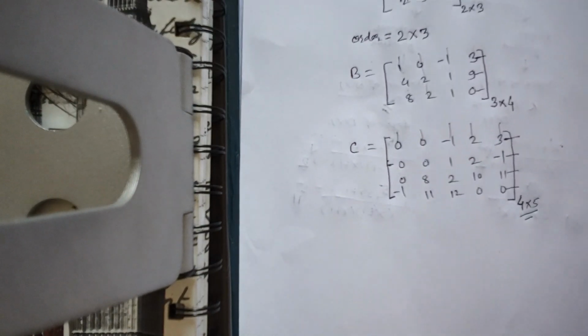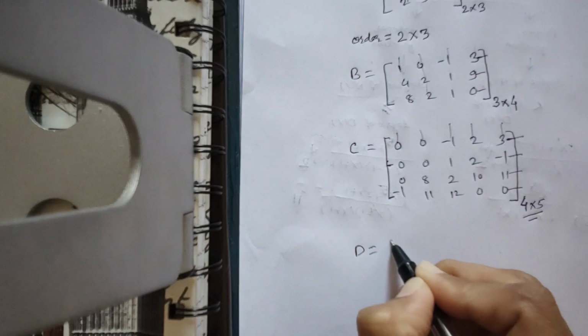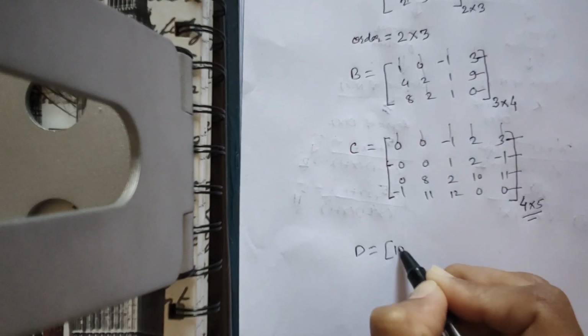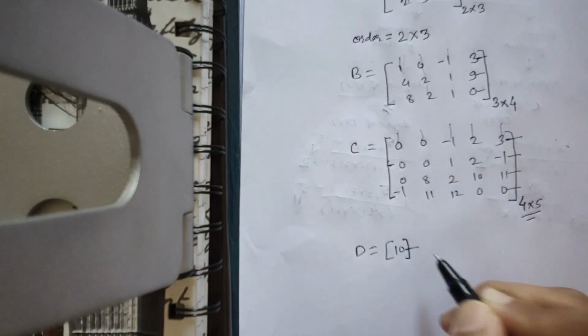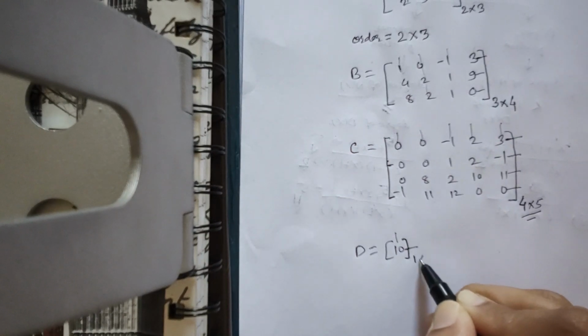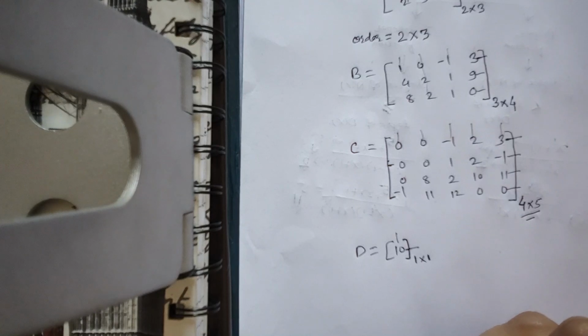Suppose I have a matrix D. Now how many rows are there? 1, and number of columns 1. So the order of this matrix is 1 by 1.